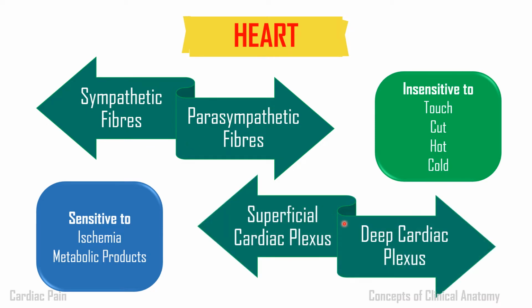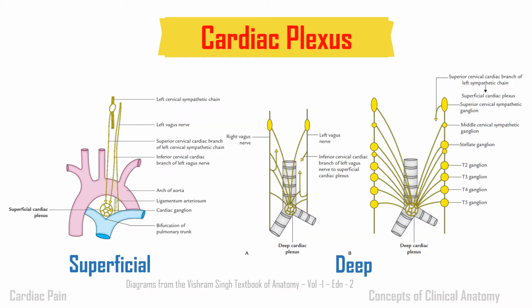When we see the innervation to the heart, it is broadly divided into the superficial cardiac plexus and the deep cardiac plexus. Both include fibers from sympathetic and parasympathetic. Both sympathetic and parasympathetic fibers are contributing to both plexuses.